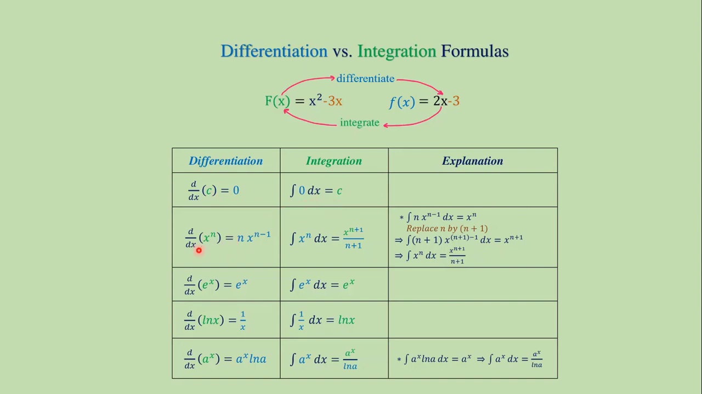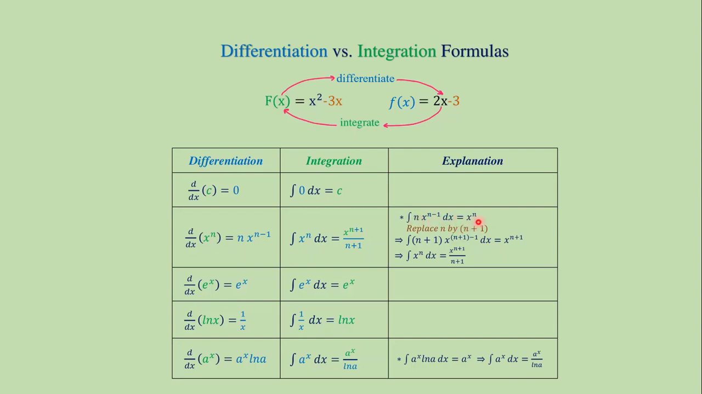The second rule is the power rule, that is if we take the derivative of x to the power n, then we get n times x to the power n minus 1. Therefore, if we integrate this term, then we should get back x to the power n. So, integration of n times x to the power n minus 1 dx equals x to the power n.